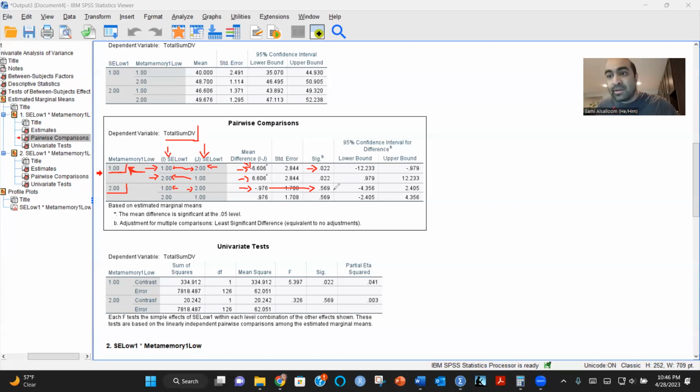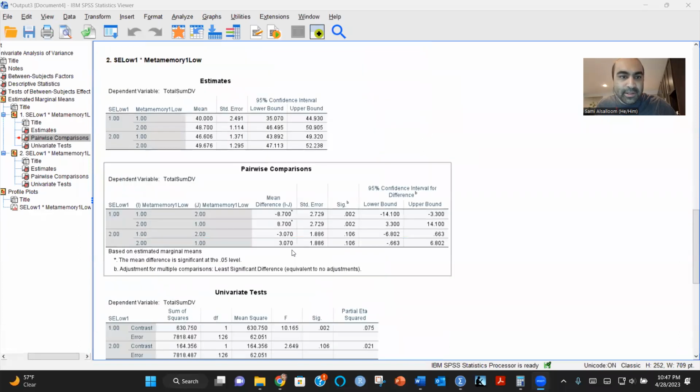This effect of self-esteem on the total sum score, the total sum DV, is affected by low meta memory. And if you have high meta memory, that difference between people with low and high self-esteem actually isn't there. So that's what the interaction tells us.